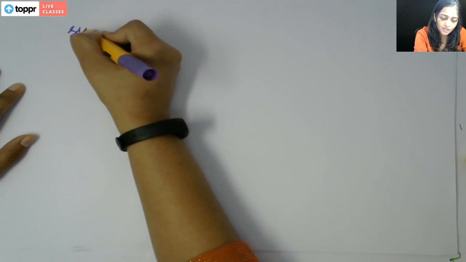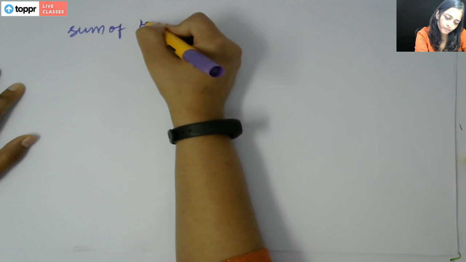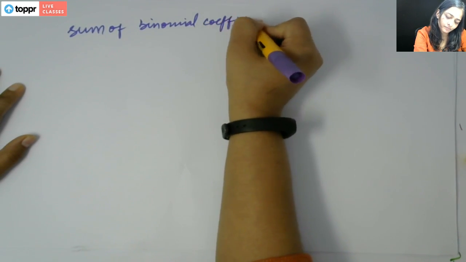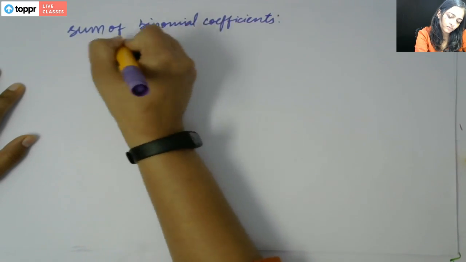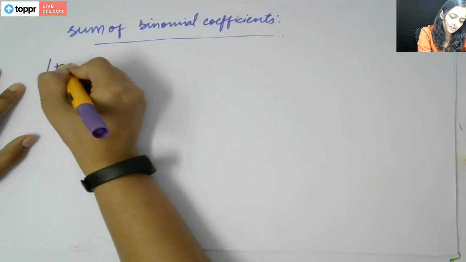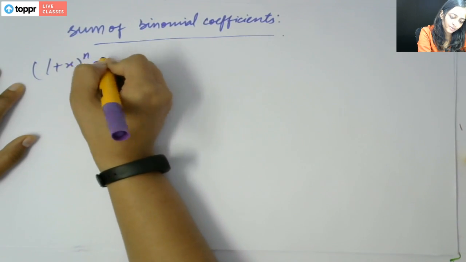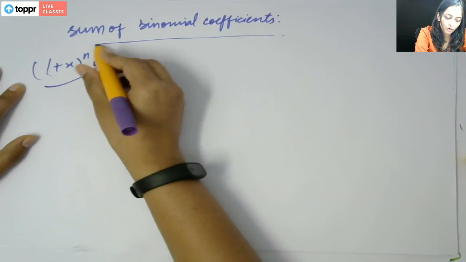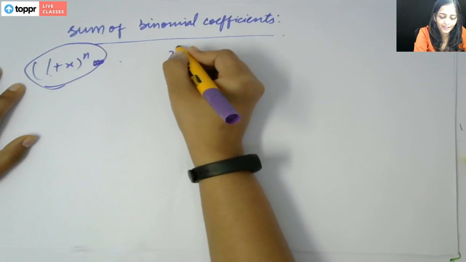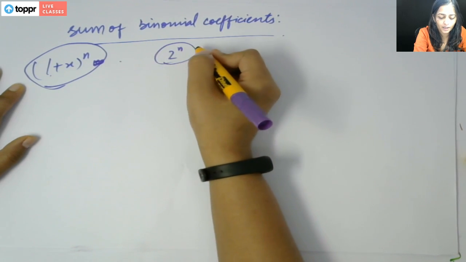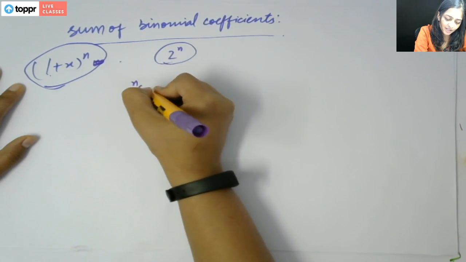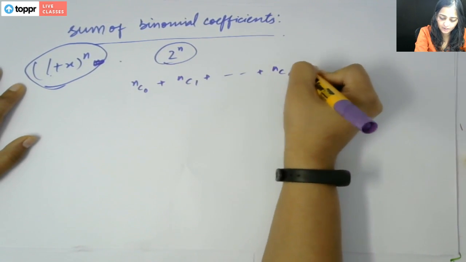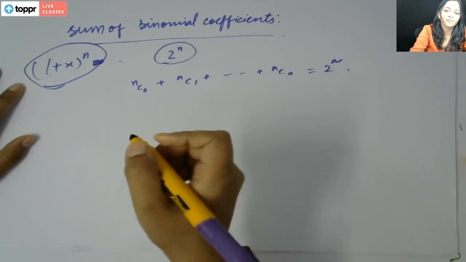There is another concept, the sum of binomial coefficients. If you find the expansion of (1 + x)^n and you have to find the sum of the coefficients of this expansion, you can directly find it using the formula 2^n. So the sum nC0 plus nC1 plus up to nCn is basically 2^n.